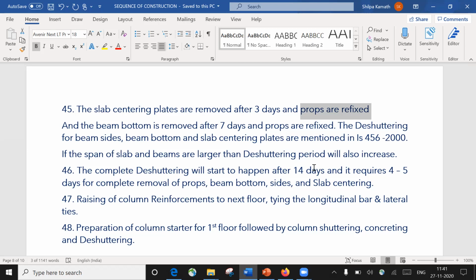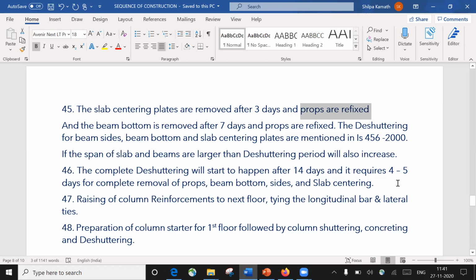But due to the speed in construction, the superior quality of materials available, and the high grade of cement, that is 53 grade cement, usually we do the de-shuttering after 14 days. It will happen after 14 days.